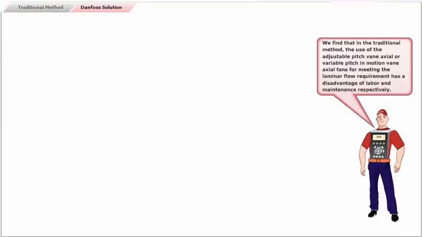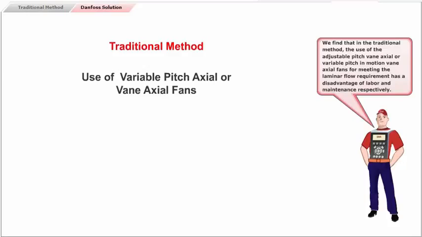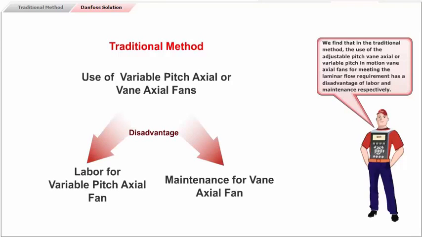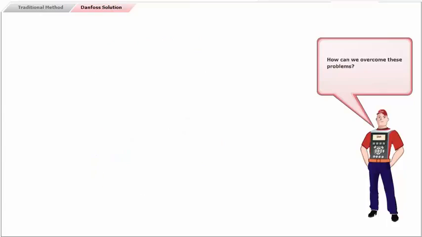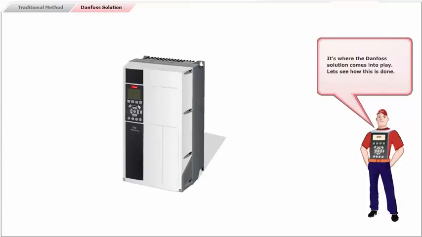We find that, in the traditional method, the use of the adjustable pitch vane axial or variable pitch in motion vane axial fans for meeting the laminar flow requirement has a disadvantage of labor and maintenance respectively. How can we overcome these problems? It's where the Danfoss solution comes into play. Let's see how this is done.